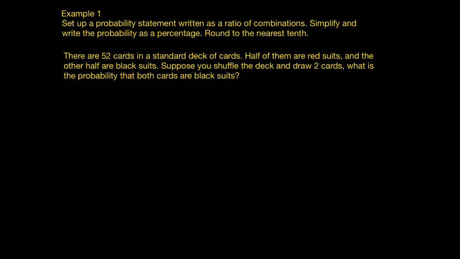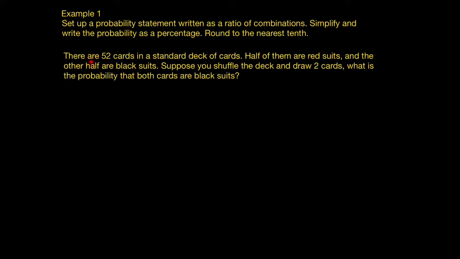Now we're interested in calculating probabilities. So for example 1, we're going to set up a probability statement written as a ratio of combinations. We're going to simplify and write the probability as a percentage. We're going to round to the nearest tenth. So let me go through the process of these steps here.